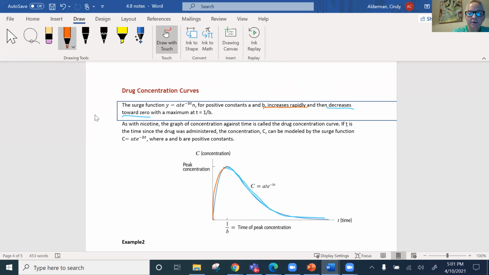Here it's rapidly increasing, that's that part. And then decreasing towards zero. And this is important, and this will save you a ton of time, is that what we know already is that the max will occur when T is 1 over B.